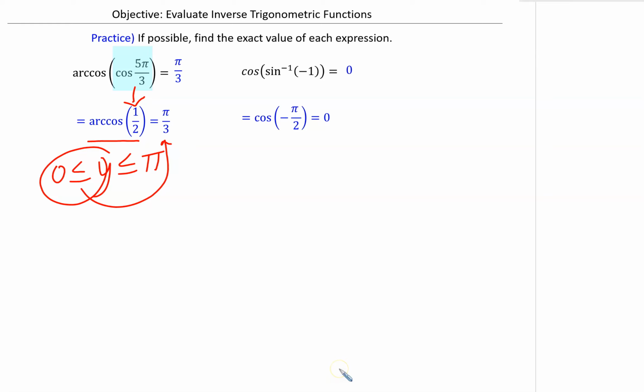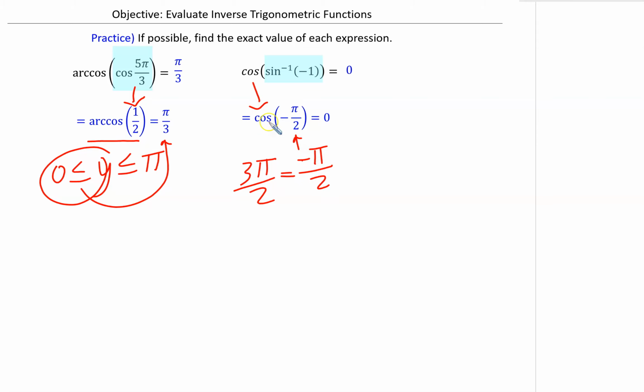For this one over here, doing our sine inverse of negative 1 first, that gives us a value. Now you might have thought of 3 pi halves radians, but again we can't use that one because it's not in the defined interval for angles for inverse sines. We have to use its negative coterminal angle of negative pi halves radians, which we see right there.